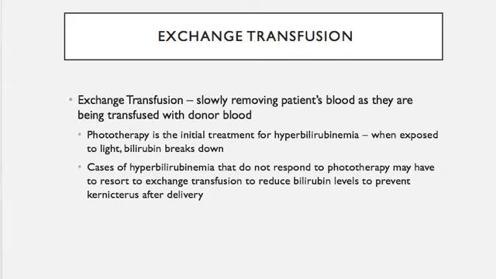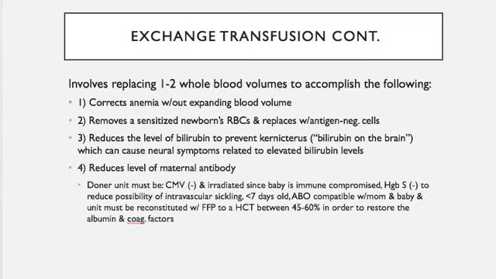Cases of hyperbilirubinemia that do not respond to phototherapy may have to resort to exchange transfusion to reduce those bilirubin levels to prevent kernicterus after delivery. So exchange transfusion involves replacing 1 to 2 whole blood volumes to accomplish the following. We're trying to correct anemia without expanding the blood volume. That's why we're putting back in what we're taking out.